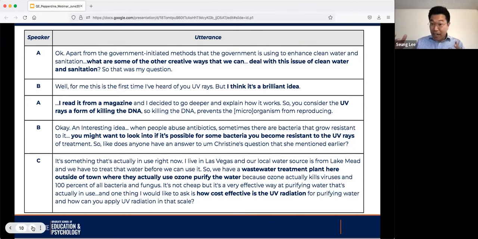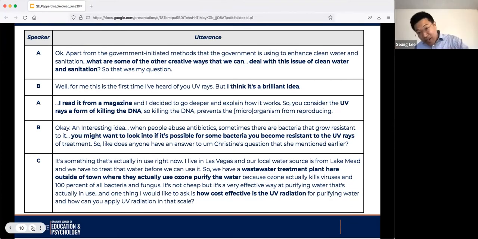I think it's a brilliant idea, right? It's providing validation to a suggestion or an idea. Then the first speaker comes back and says, oh, I read in a magazine that we can use UV rays to kill the DNA of microorganisms. And then the second speaker says, wow, that's an interesting idea. You might want to look into it to see if some of the bacteria are already resistant to UV rays.